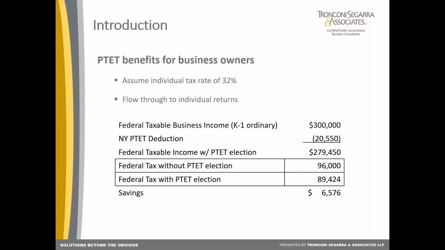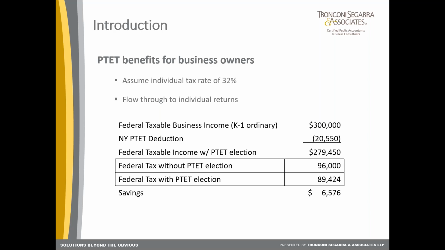If that entity makes the election for 2021, they're going to pay $20,550 in state taxes at the entity level. It's going to reduce their federal taxable income, or the flow-through income, to $279,450. That's the money, or dollars, that are going to flow through on the K-1 to the individuals. And it's going to reduce their individual taxes to $89,424. So it's a savings of $6,500.